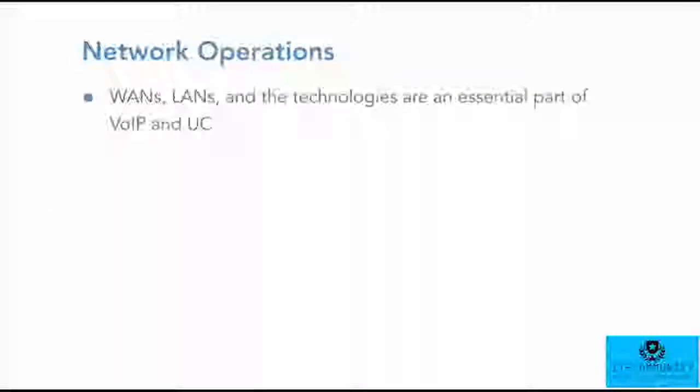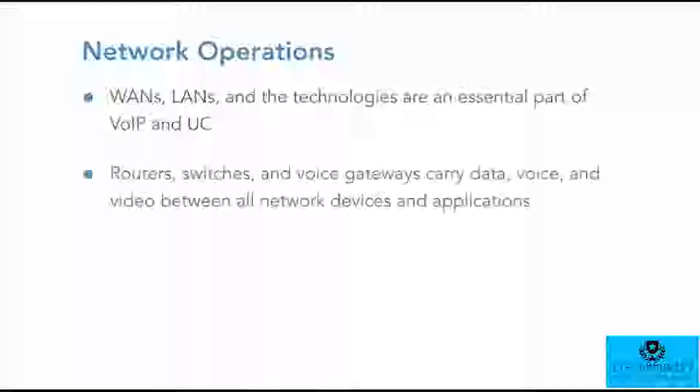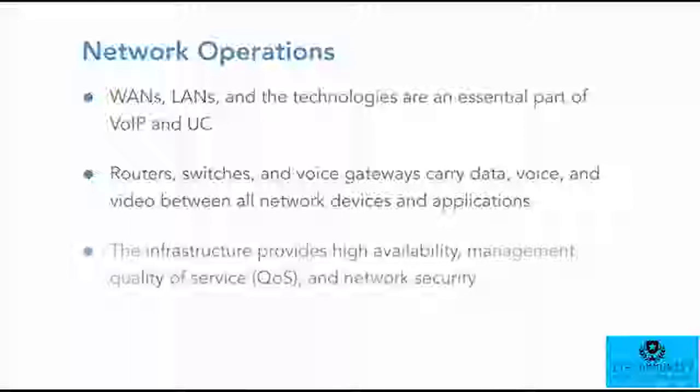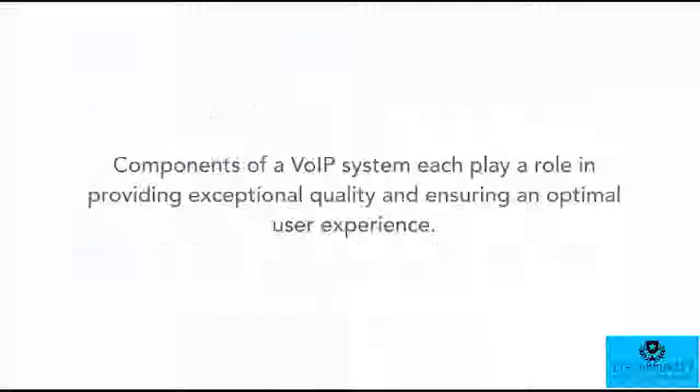WANs, LANs, and the technologies used to access the physical network that IP packets travel are an essential part of voice over IP and unified communications. Routers, switches, and voice gateways carry data, voice, and video between all network devices and applications. The infrastructure must provide high availability, management, quality of service, and network security. A voice over IP system has many different components, all of which play an important role in providing exceptional quality and ensuring an optimal user experience.